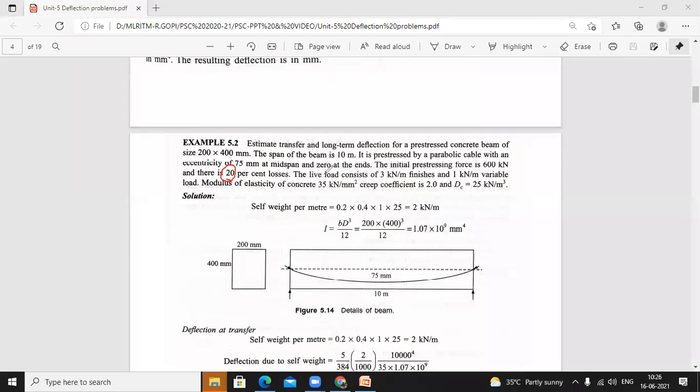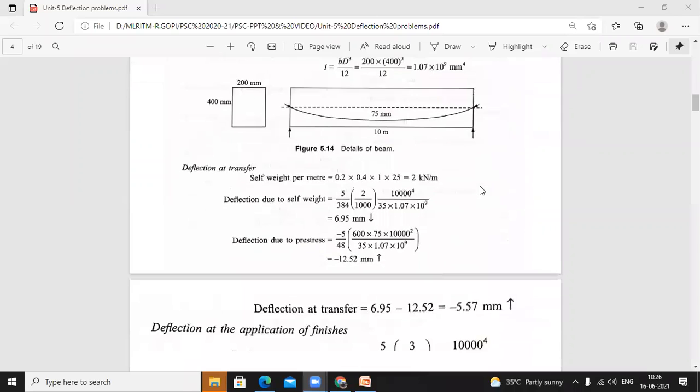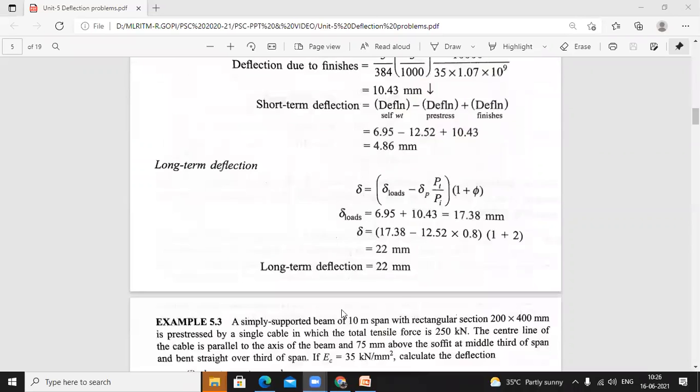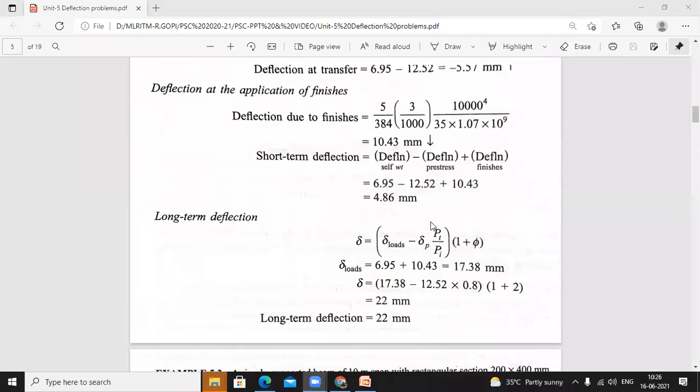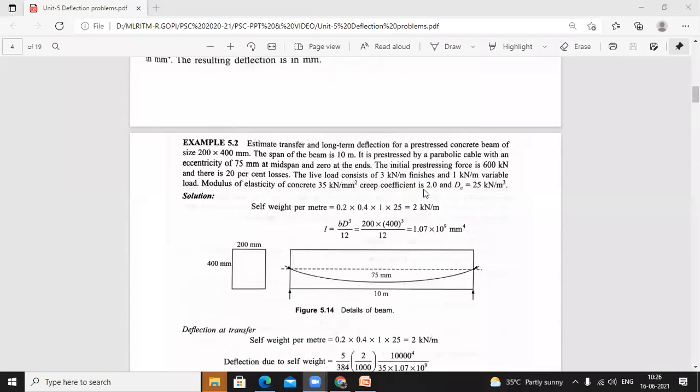Loss ratio is nothing but, after losses, what is the balance, as a numerical value, not a percentage value. So from this, you can see it is 0.8. Okay, next 1 plus phi. Phi is nothing but the creep coefficient. That creep coefficient is also given in the question. You can see here creep coefficient is equal to 2.